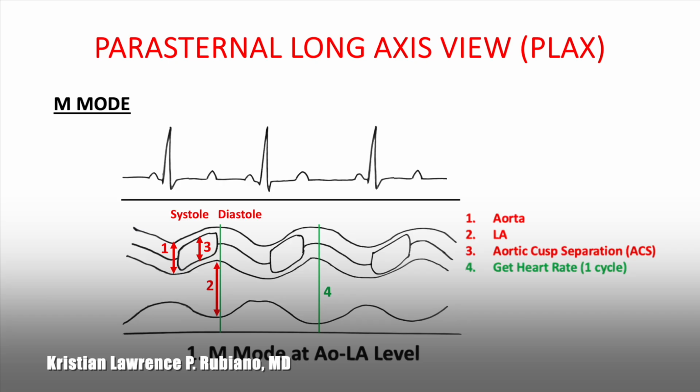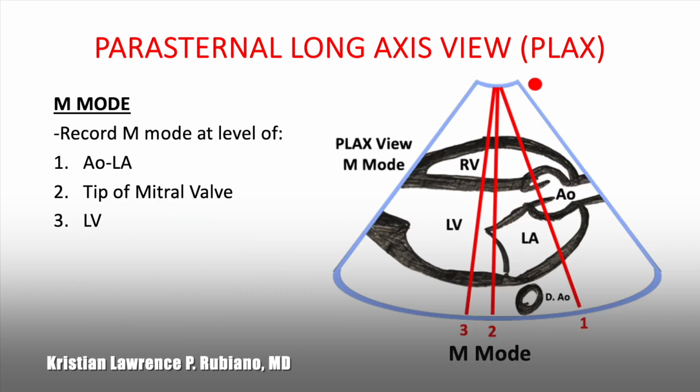Aortic cusp separation refers to the distance between the cusps of the aortic valve during systole, which is essential for assessing aortic valve function, particularly in the context of aortic stenosis or regurgitation. Measuring the degree of aortic cusp separation helps evaluate whether the aortic valve opens adequately and can provide insights into pressure gradients across the valve.